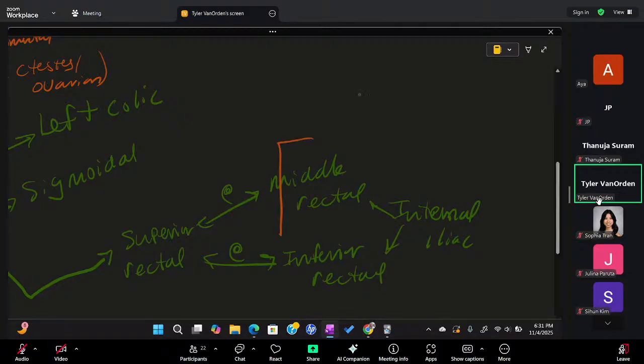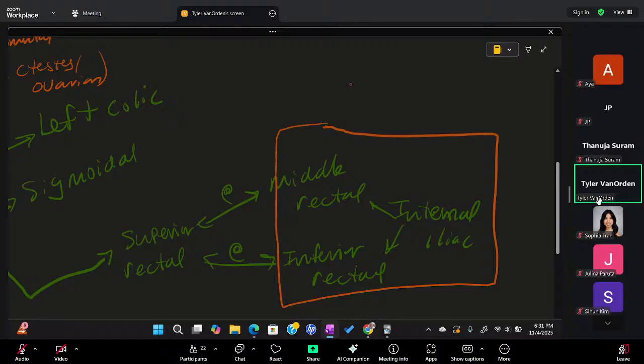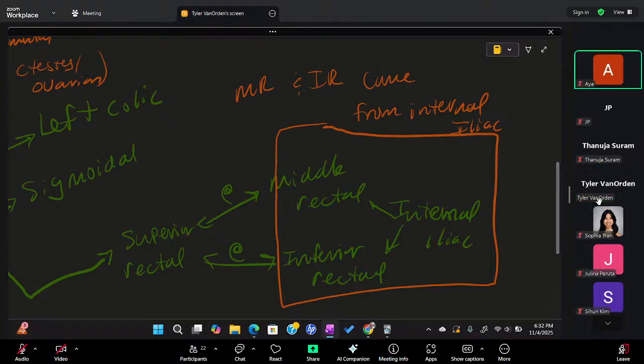So these guys here, I'm trying to erase it. Maybe I'll just put these in a box like that so that you know they're coming from the internal iliacs. But they anastomose with the superior rectal, which comes from the IMA. Thank you. Sure.